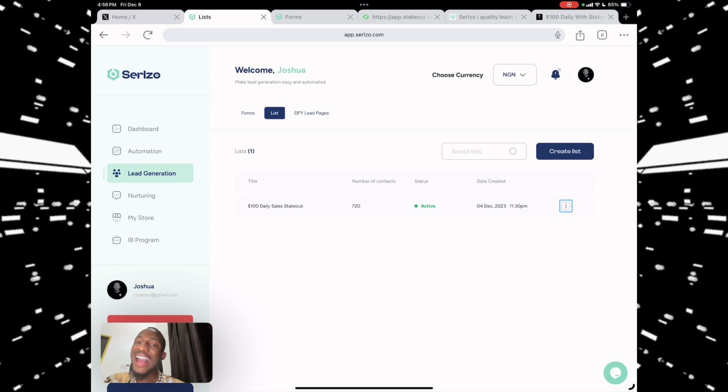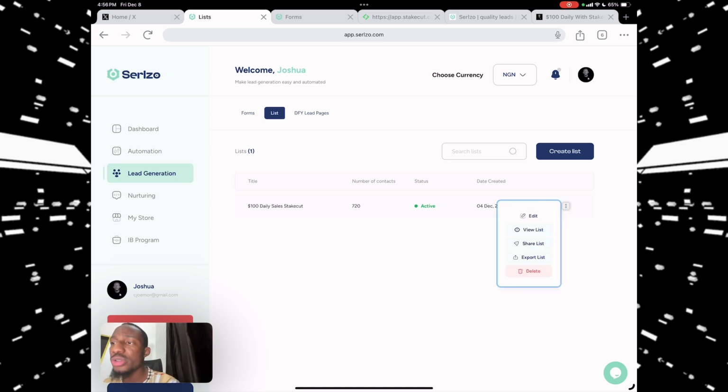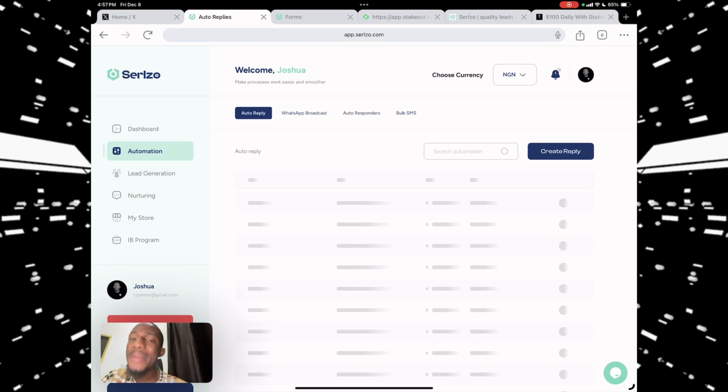Now, you have it all stored up for you. You don't need to save them on your phone. You don't need to save them anywhere. It's all here for you. You can always export it. If you want to export it, you can always view it. It's forever here for you. And then you can always message them.